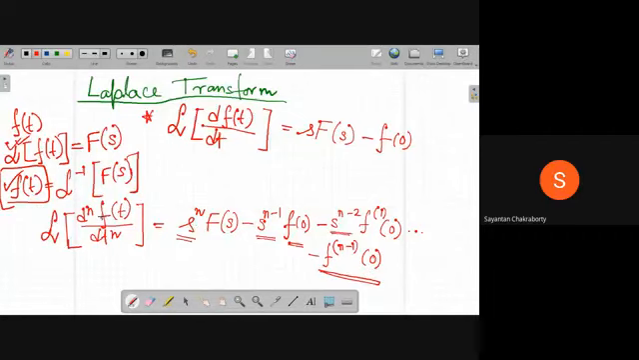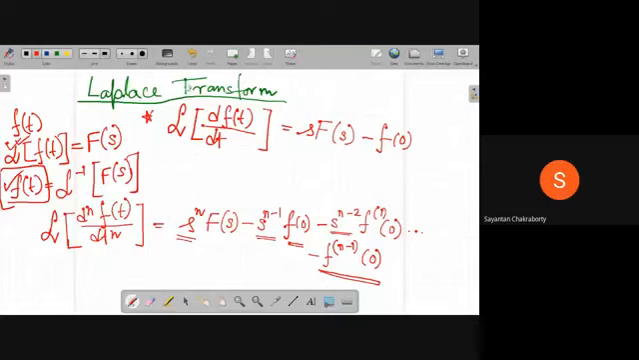So for n equal to 2, it will be s square F(s) minus s f(0) minus f dash 0, or the first derivative of f(t), df/dt at t equal to 0. I think you remember this formula, right? This is one important formula.